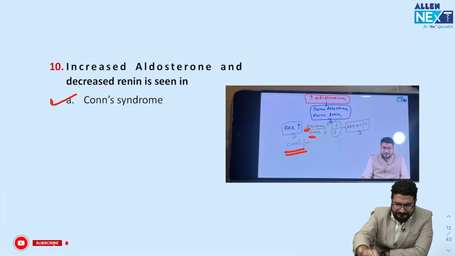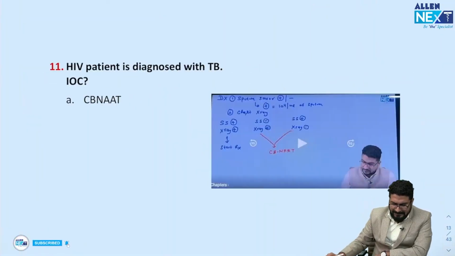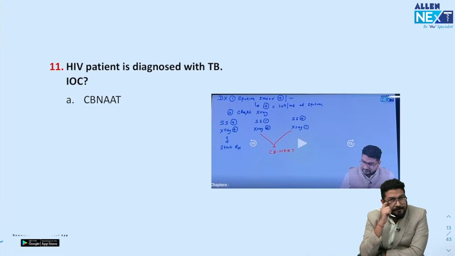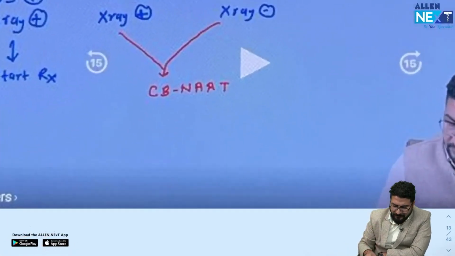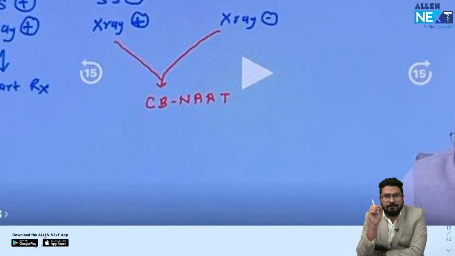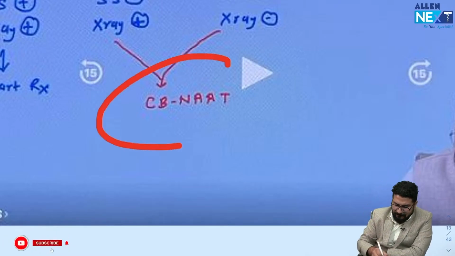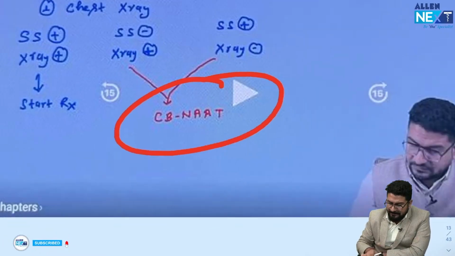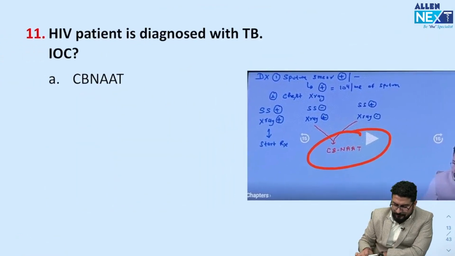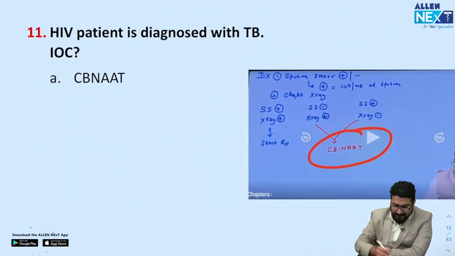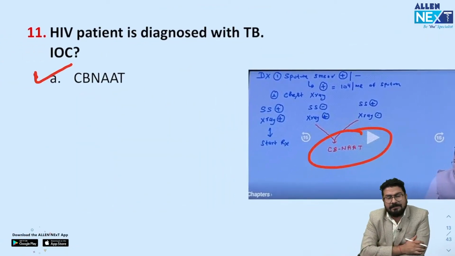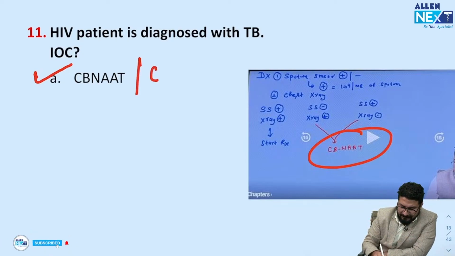Okay, moving ahead. HIV patient is diagnosed with TB. What is the investigation of choice? So remember, I told you that in most cases HIV patients have sputum smear negative. In that case, how do we make a diagnosis? We make a diagnosis by doing CB-NAT. So investigation of choice for a patient who is diagnosed with HIV and TB, we do CB-NAT. CB-NAT is cartridge-based nucleic acid amplification test. We also call this gene expert.